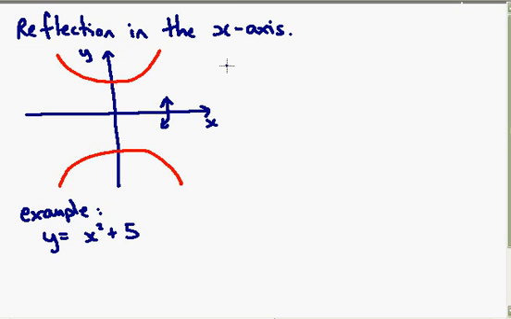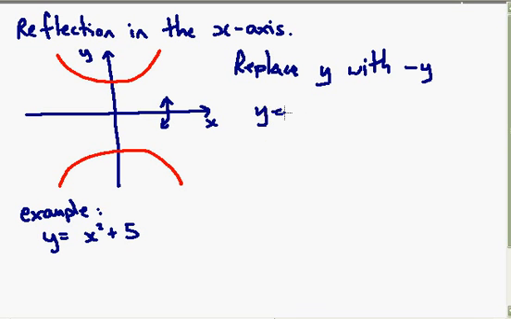Now, if you think about it from a general point of view, what has happened is that the x coordinates have stayed exactly where they are. They have not changed. It is the y coordinates that have changed. Positive y coordinates have become negative y coordinates. So you need to replace y this time with minus y.